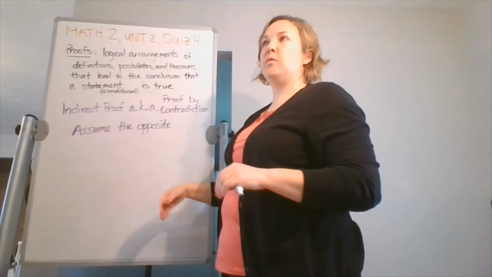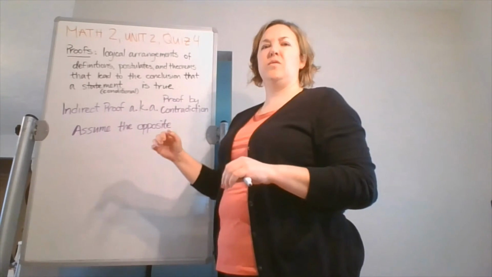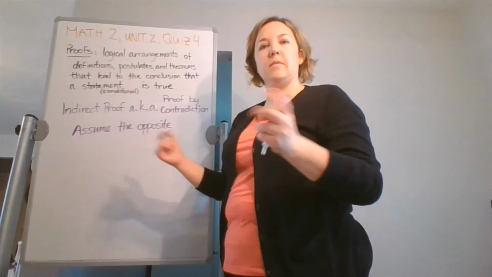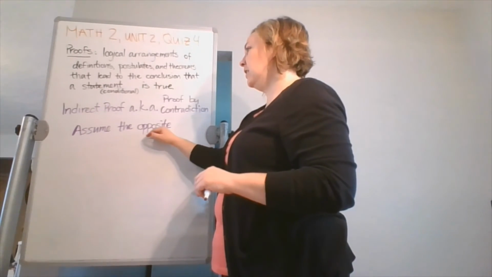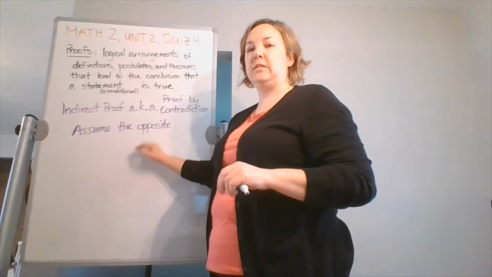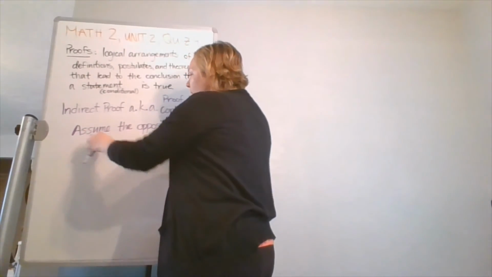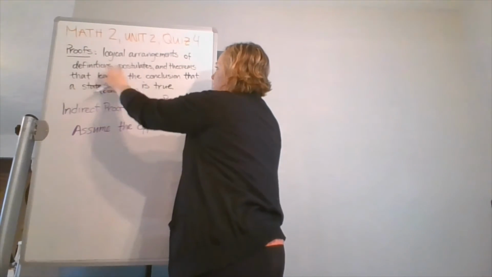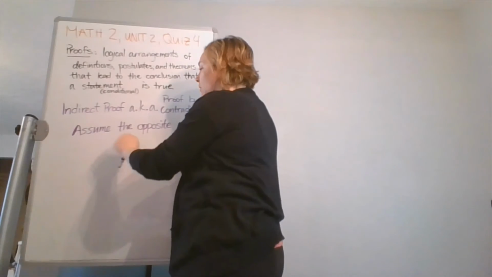It could be a two-column proof or a flow chart. I haven't used very many flow charts for proofs, but what do you know? You can. Or just a paragraph proof. Those exist as well. You can just write paragraphs out, and you go through and you describe everything that's happening. You're going to use your definitions, postulates, and theorems to try and prove the opposite of what you want.